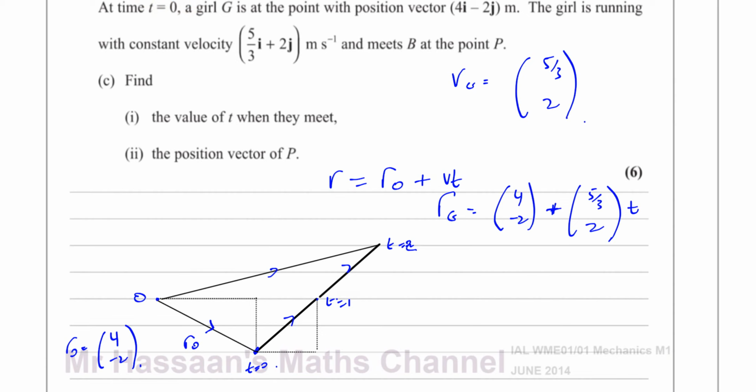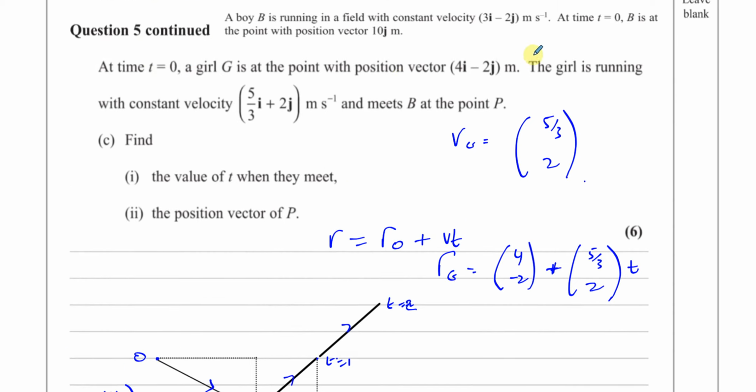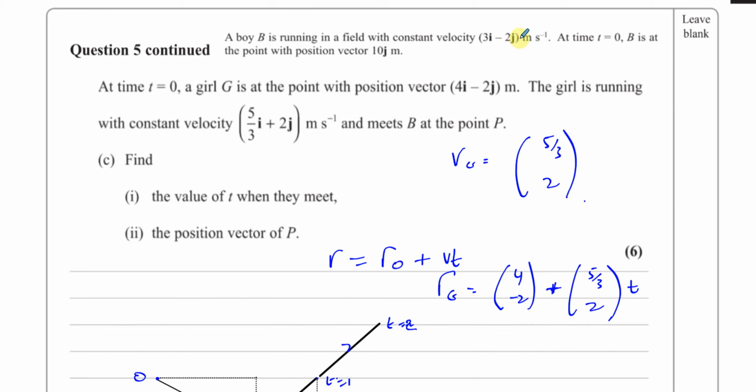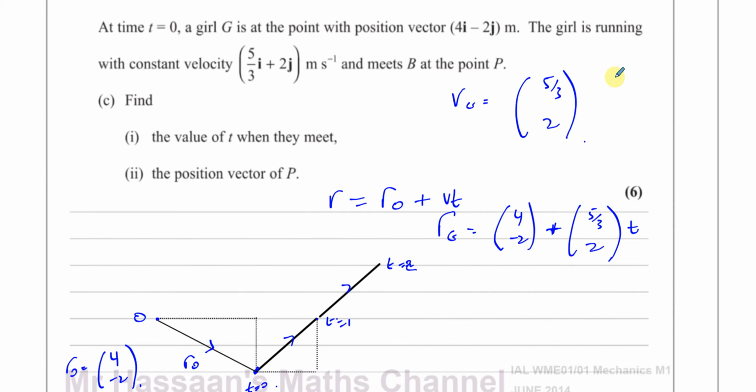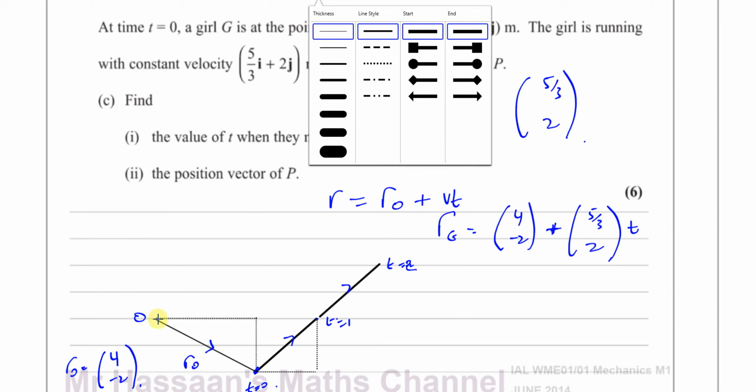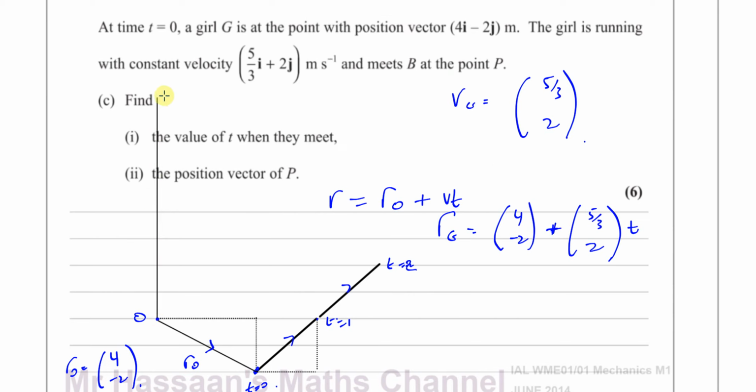Okay, so now we want to deal with the boy's situation. The boy is running in the field, and his velocity is 3i minus 2j. As we said, at time equals 0, his position is 10j. So it's going to be up here somewhere. I haven't really left enough space, but we don't normally have to draw these. I'm just drawing this to give you an idea. So let's say 10j is somewhere up here.